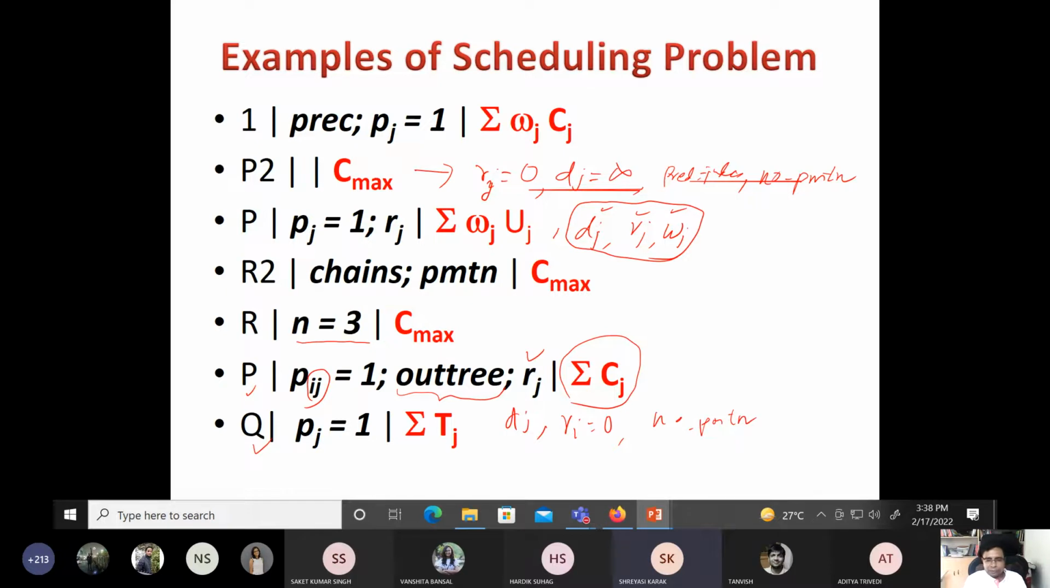And what are we optimizing? The summation of lateness, or summation of time. So we want to minimize this thing. Any scheduling problem can mostly be defined in this alpha, beta, gamma format. Alpha represents the machine environment, beta represents the task environment, and gamma represents what to optimize.